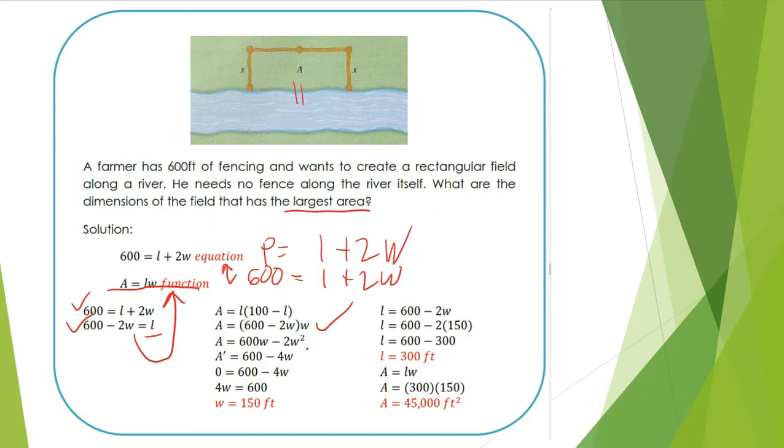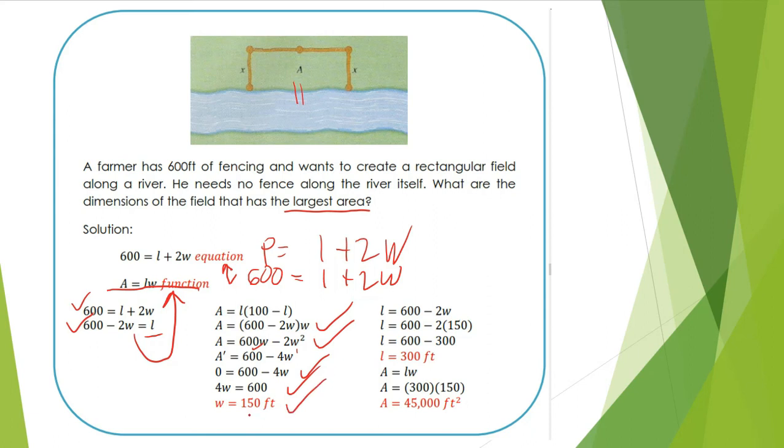Pero bago yon, sabi nga natin, next step is to get the derivative of this function and then equate it to 0. So, the derivative of 600W will give us 600. Ito yon. And then, the derivative of negative 2W squared is negative 2 times 2, which is negative 4, and then we have the exponent 2 minus 1, maging 1 yan, or W lang. And then equate it to 0. 600 minus 4W is equal to 0. And we can now solve for W. And the answer is, the width is 150 feet.